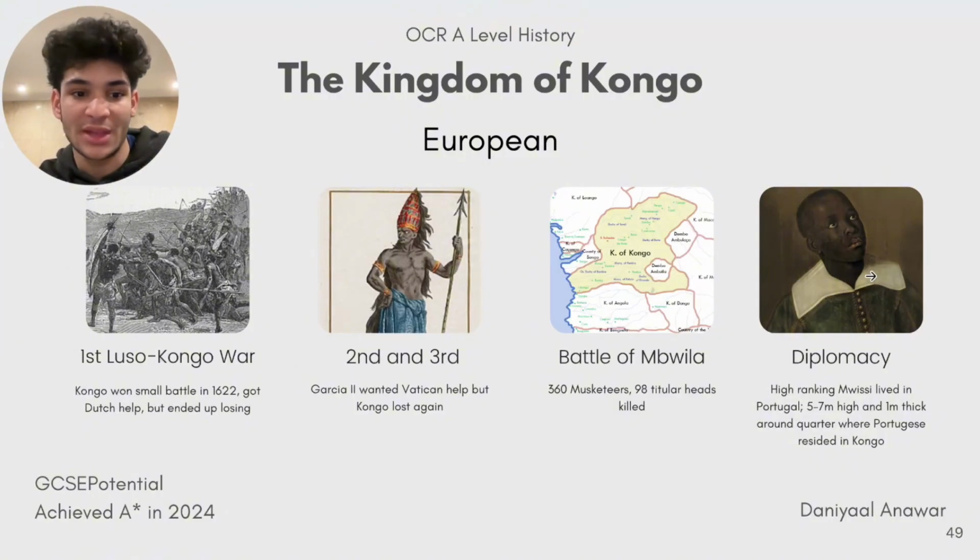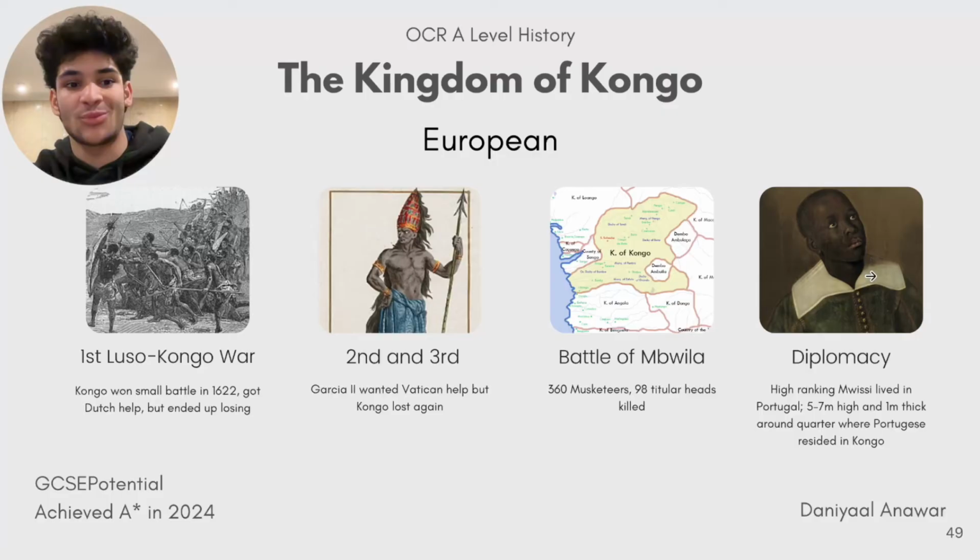So in the first one, Congo won a small battle in 1622. But obviously, you might lose the battle and win the war, vice versa. They won a small battle. They got a bit of help from the Dutch, but then they ended up losing the big war. So they're a bit hurt, but they tried their best in the second and third wars too. The first war was 1622 to 1624, and the other ones were in the 1640s, roughly.